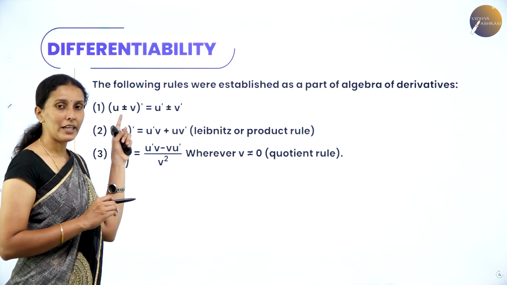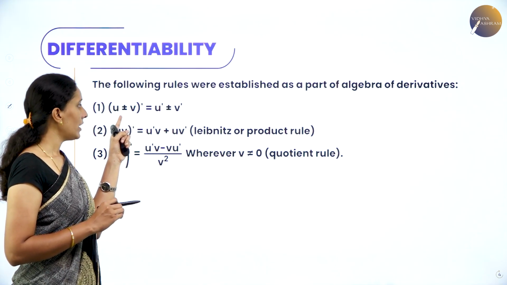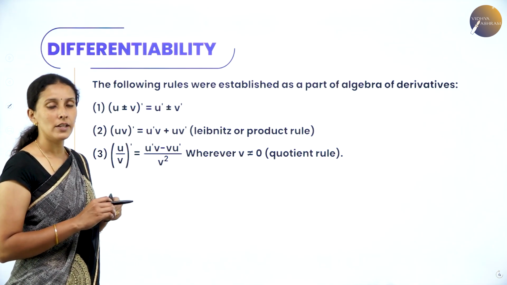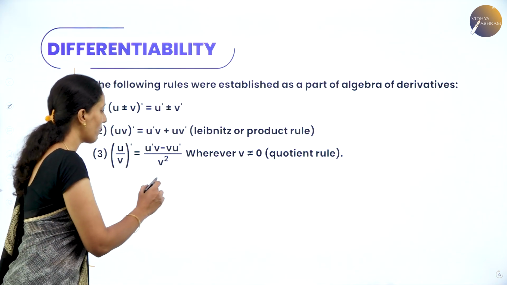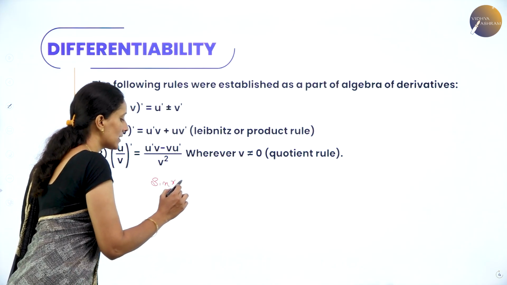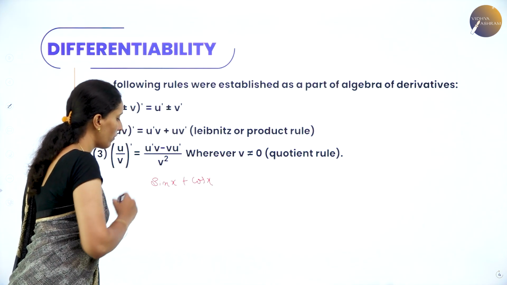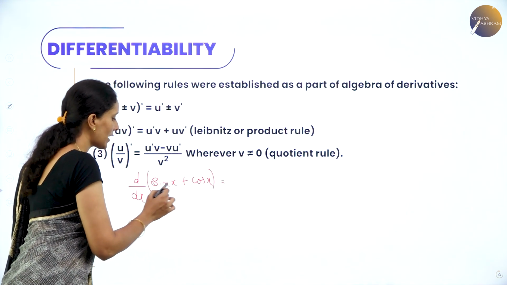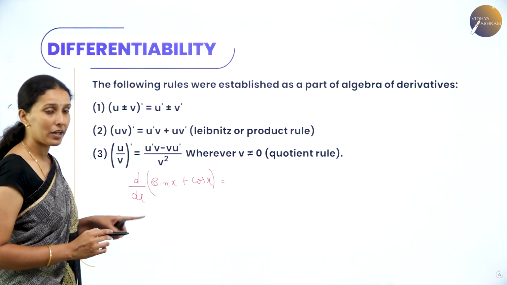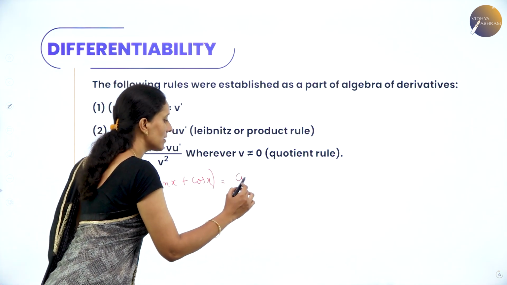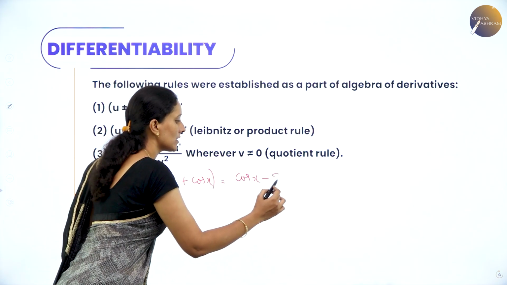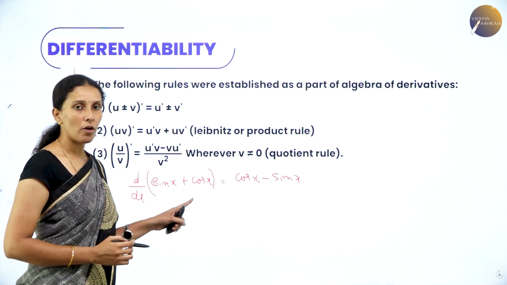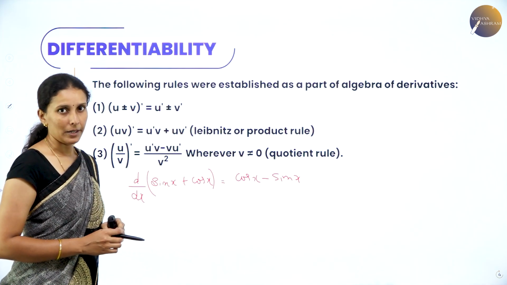Whenever we have a function in the form of u plus v whole dash, it is u dash plus v dash. Similarly, u minus v whole dash is u dash minus v dash. Suppose we have a function in the form of sin x plus cos x, and we want to derive it. We derive sin x separately, so u dash means the derivative of the first function. The derivative of sin x is cos x, and separately the derivative of cos x is minus sin x. So this is the derivative of the given function. Any function in the form of plus or minus must be derived separately.